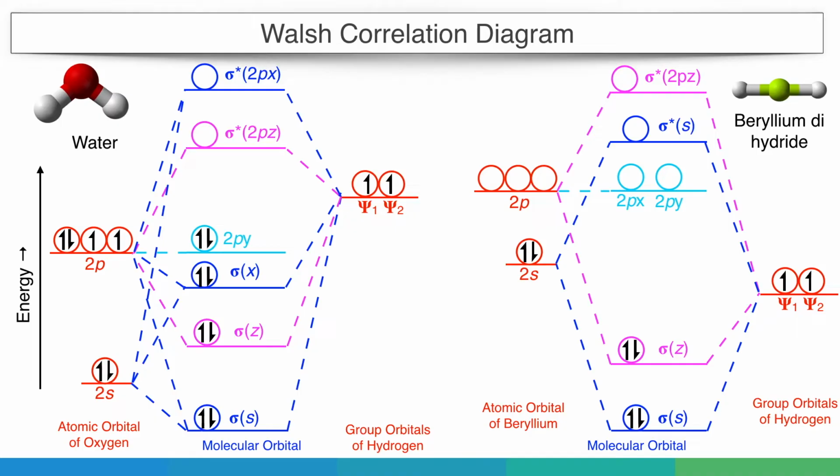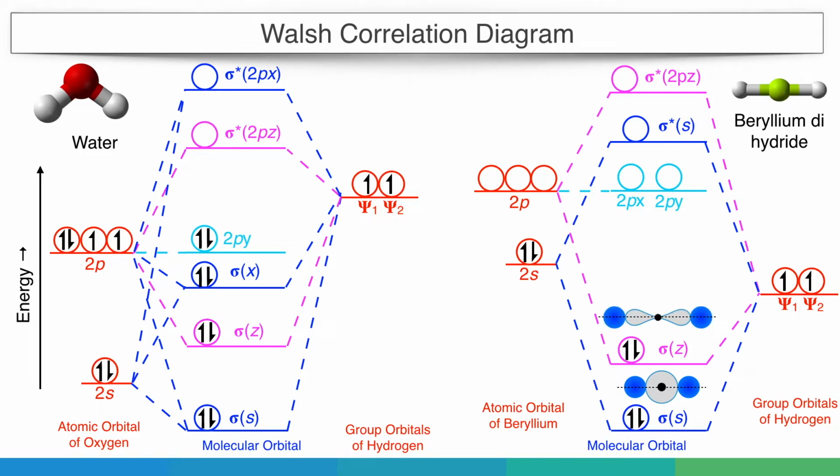Here we show the molecular orbital diagram of beryllium dihydride and water molecule again. Both the molecules contain 4 molecular orbitals: sigma s, sigma z, sigma x and sigma y. In case of beryllium dihydride, 2px and 2py remain as non-bonding, while in case of water, only 2py remains as non-bonding orbital. Shape of each molecular orbital also changes as the angle changes, which are shown next to each orbital.